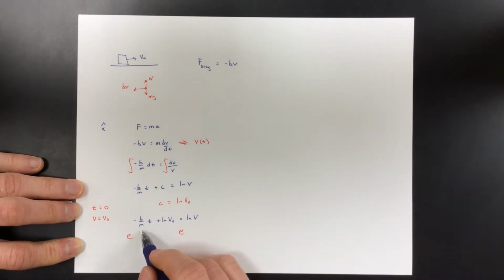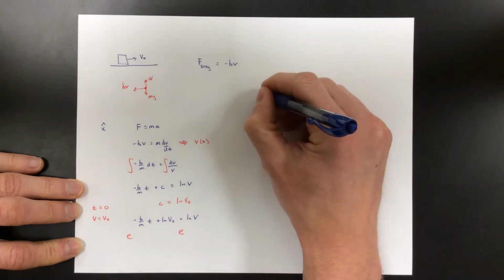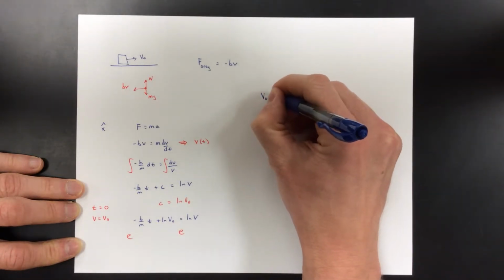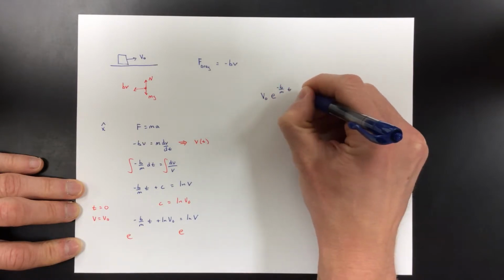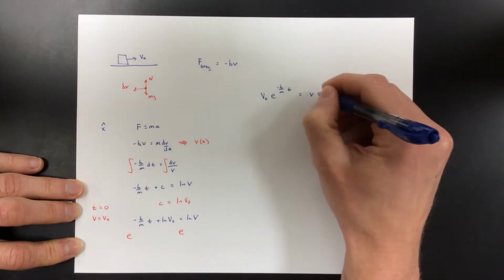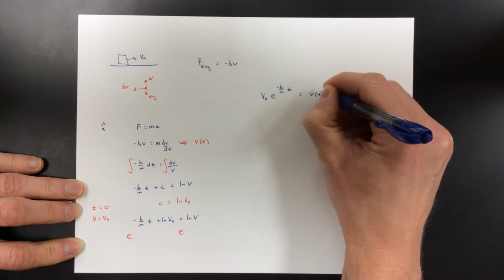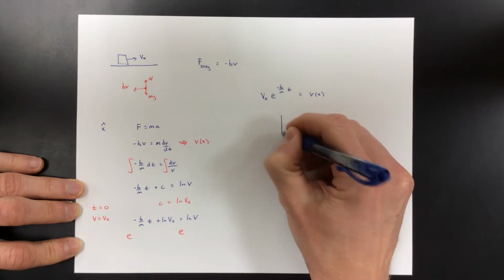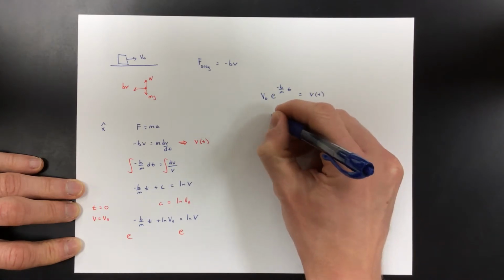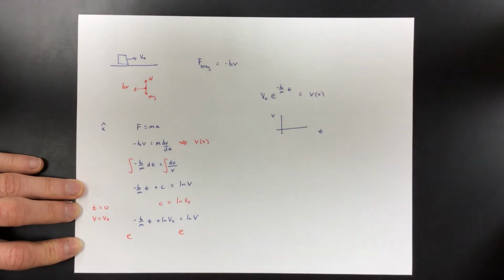e to the negative b over m t plus this, well, e to the natural log of v naught is just a v naught out in front. And so then we get v naught e to the negative b over m t equals v, and we're done, because this v is the velocity as a function of time. Think about what this graph would look like. This is our classic exponential decay, the velocity as a function of time.